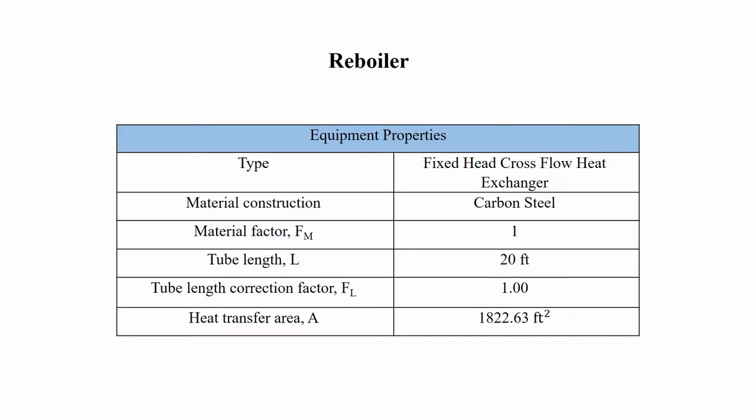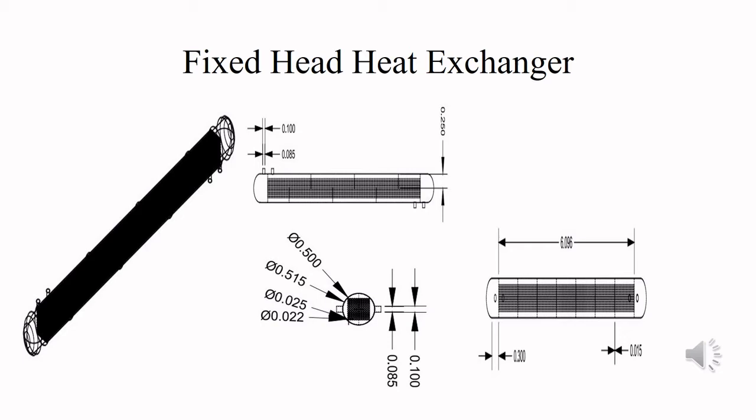This is about equipment properties of a reboiler. The type of reboiler is a fixed head cross flow heat exchanger and the material of construction is carbon steel. And also the other equipment properties for the reboiler are as stated in this table. This is the mechanical design of the reboiler, which is a fixed head cross-flow heat exchanger. The material of construction is carbon steel.